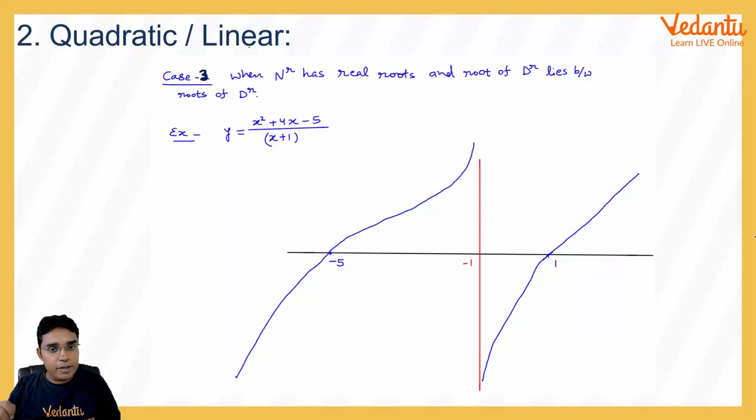Now why is it happening so? If I use that same AM-GM method, will it work here also? Let us see.